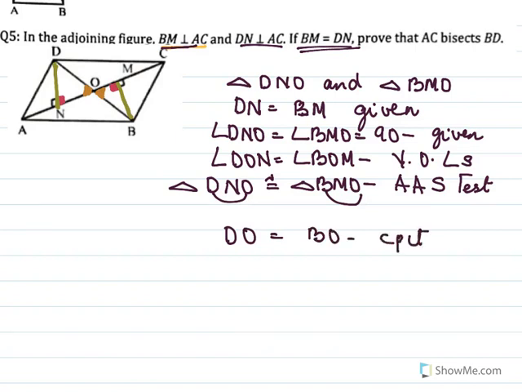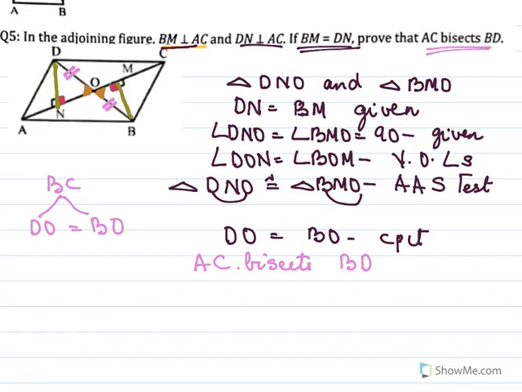Now look at the figure and see. If BO is equal to CO, what can I infer? I have BO equal to CO. So I can say that AC bisects, or cuts into equal halves, BD. BD is cut into two equal halves, one is BO and the other one is DO, and they're equal. So AC bisects BD. That's what we needed to prove.